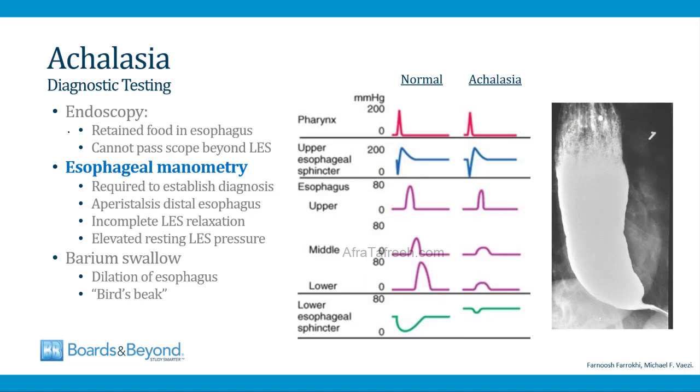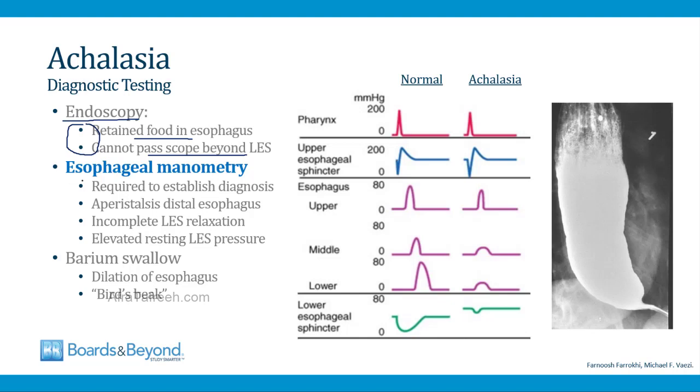In patients in whom you suspect achalasia, the workup usually begins with endoscopy. As I said earlier, for many patients with dysphagia, we begin the workup with endoscopy because we want to rule out a structural cause of the dysphagia. If you do endoscopy in patients with achalasia, you may see retained food in the esophagus, and sometimes you cannot pass the scope beyond the lower esophageal sphincter because the sphincter has such high resting tone. But other than these two findings, often what you see on endoscopy is simply a normal esophagus, and that's helpful because it rules out other causes like cancer.